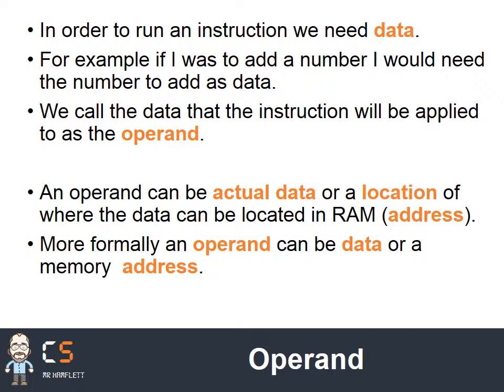We're going to explore that idea in a lot more detail when we look at the FD cycle, but it's really important to introduce it now, just so you know that we've got two different ways of getting data for the operand. So more formally, an operand will be the data or the address of where I can find the data.